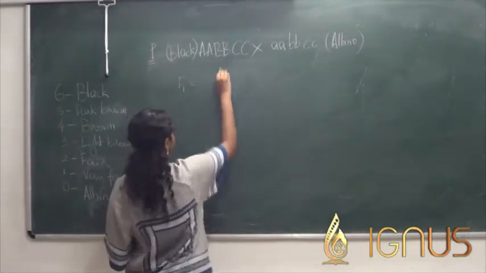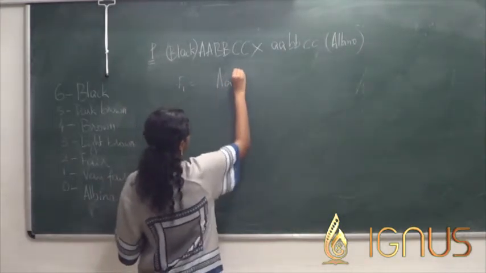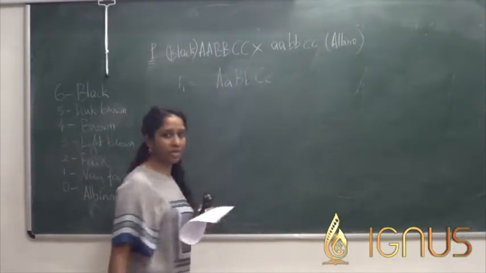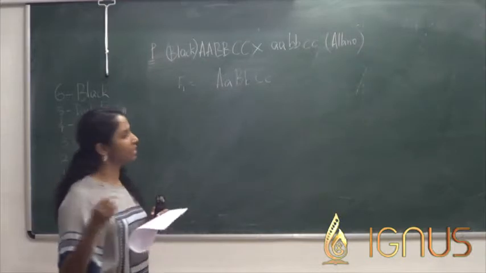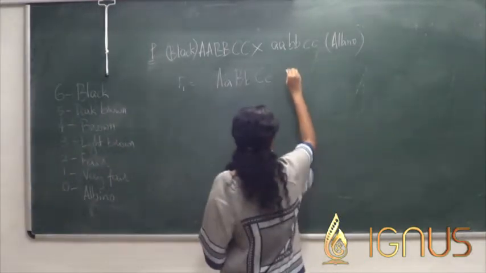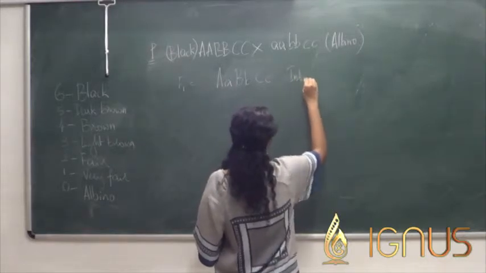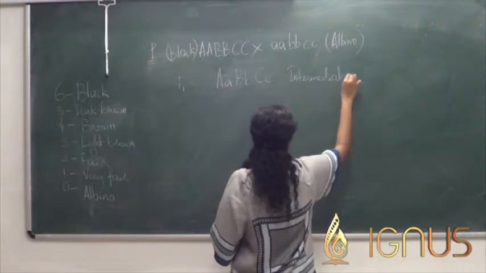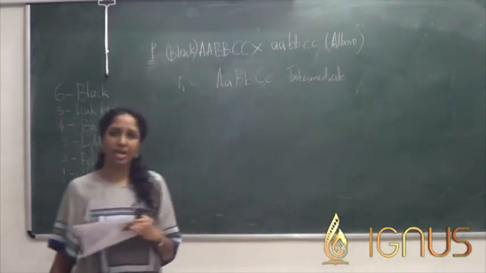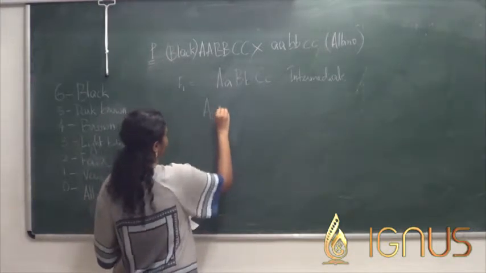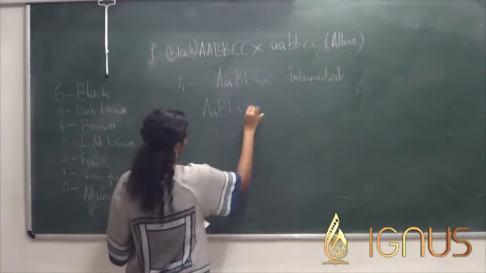So you're going to have a capital A, capital B, small b, capital C, small c. Now, because it has 3 dominant genes and 3 recessive genes, this is going to be an intermediate skin color. All right. Now, for the F2 generation, you obviously are going to cross F1 with F1 again.